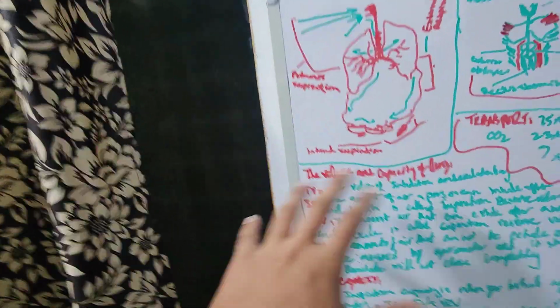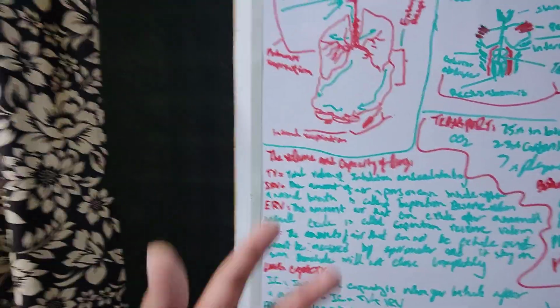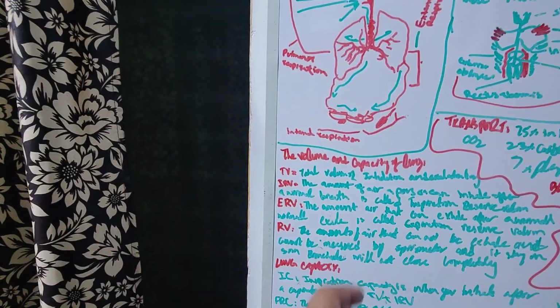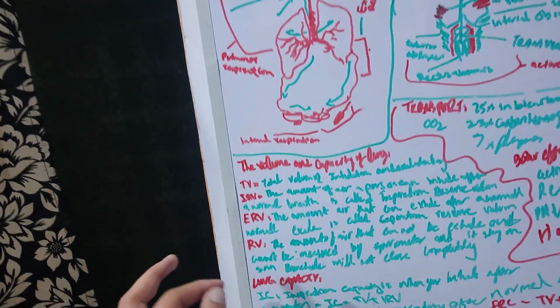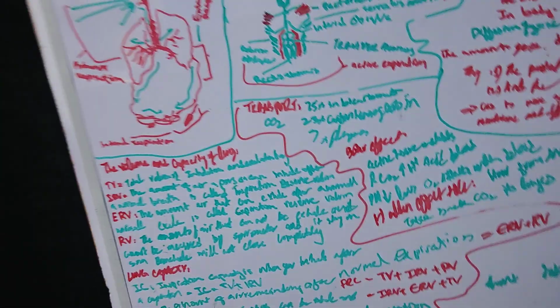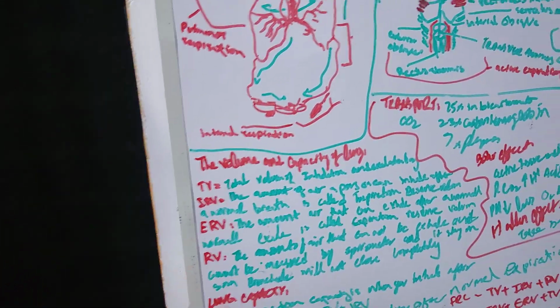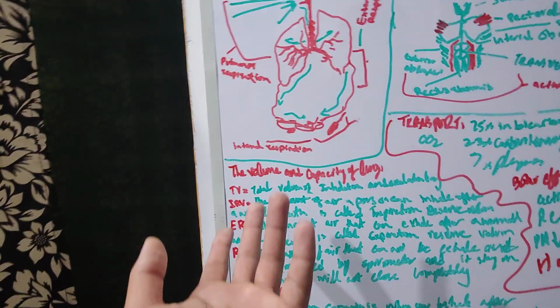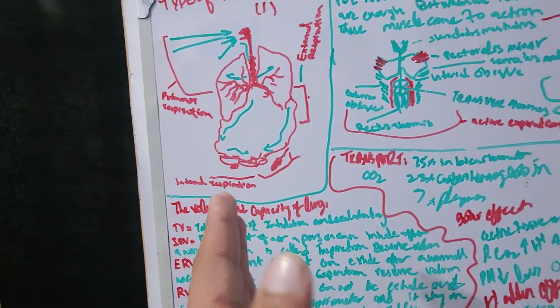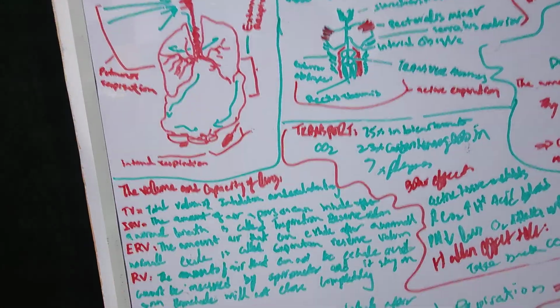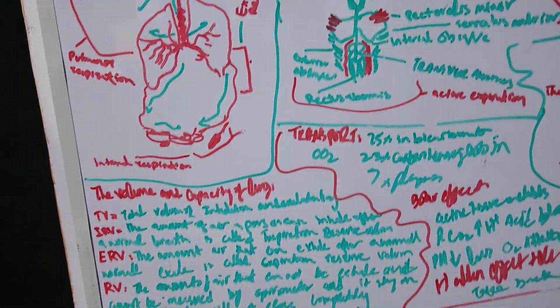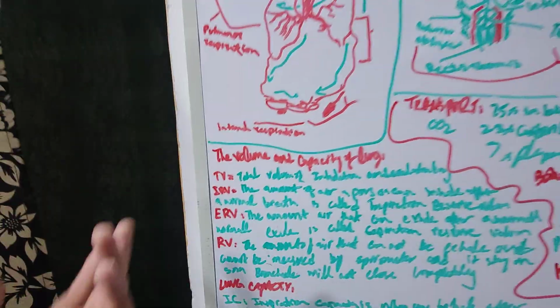Then we see lung volumes and capacities. The volume and lung capacity are defined as, first of all, TV. What's TV? Tidal volume of the lung: as much as we can inhale and exhale, that's TV.